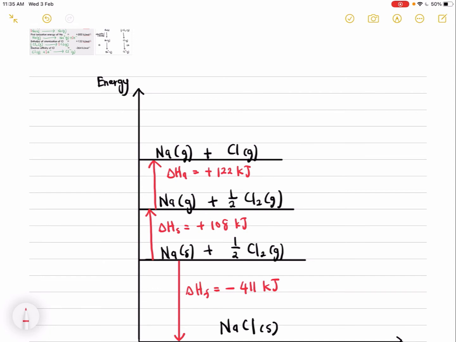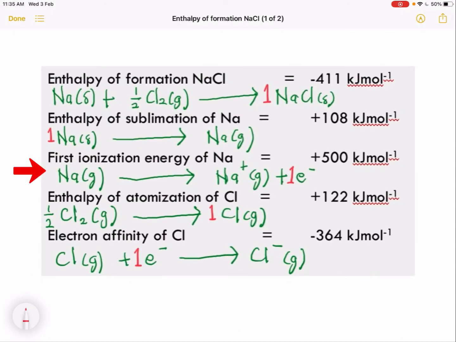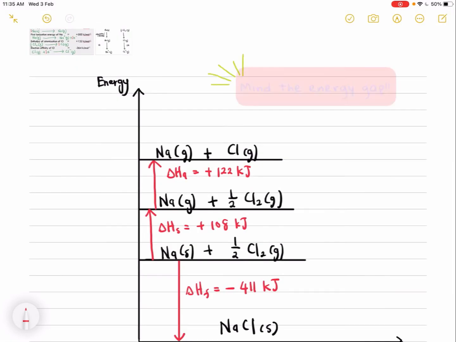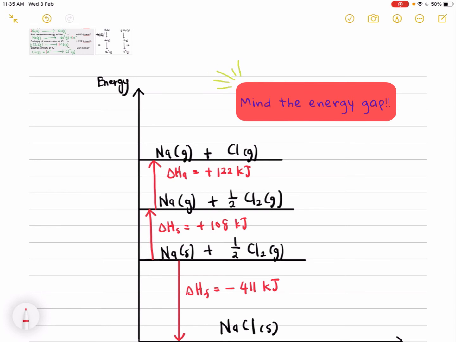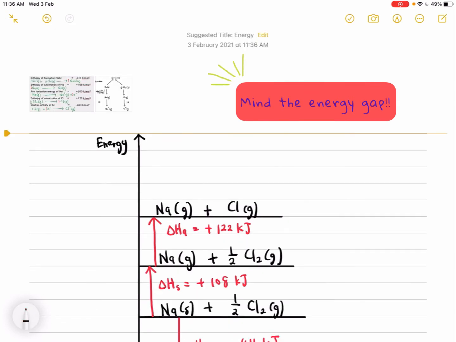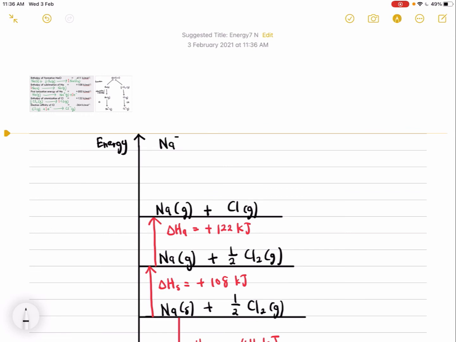Sodium is a metal, so when the metal undergoes ionization energy, sodium gas will release 1 mole of electrons to form a gaseous ion, and the value of the enthalpy is plus 500 kilojoules. Since the value of the enthalpy is quite huge, you have to make sure the energy gap is bigger than the others. So ionization energy of the Na gas will form the Na plus ion. So we will have a gaseous ion of sodium, and this reaction will release 1 mole of electrons.